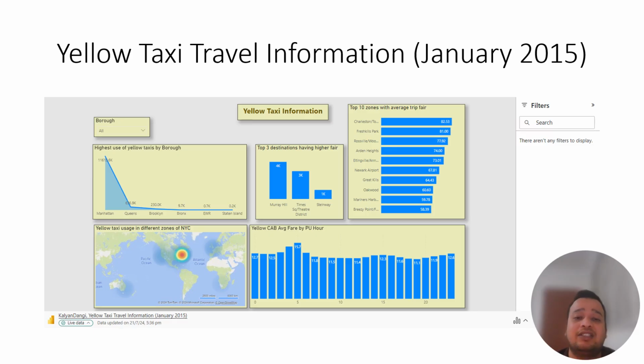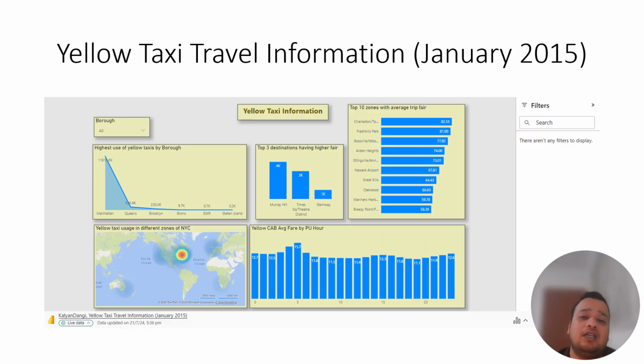The heat map highlights the intensity of yellow taxi usage across the different zones in New York City, providing a visual representation of areas with higher taxi activity. The cluster column chart shows the top 3 destinations with higher fares and the average fare by pickup hour, indicating that Murray Hill had the maximum fare at 4,008.